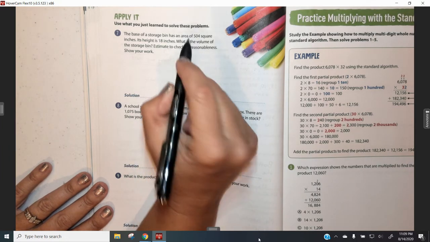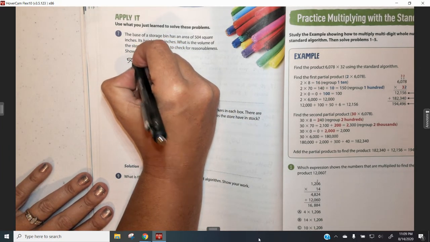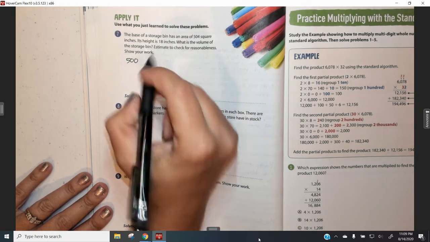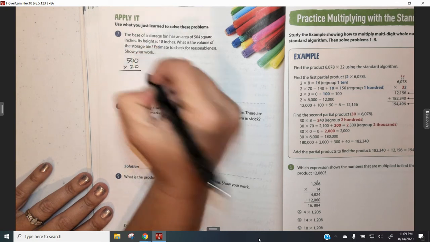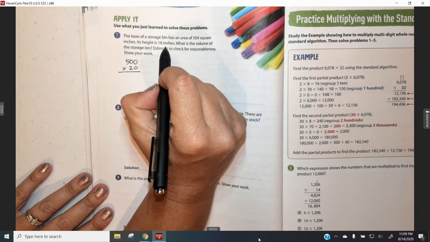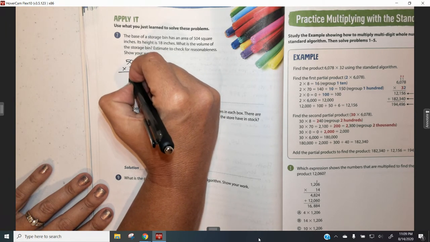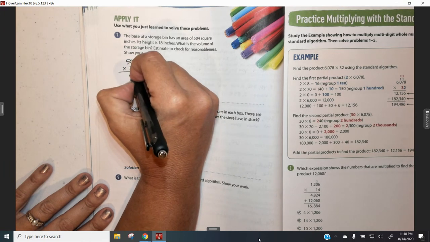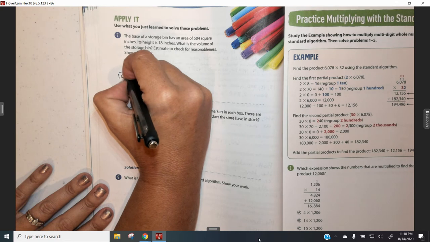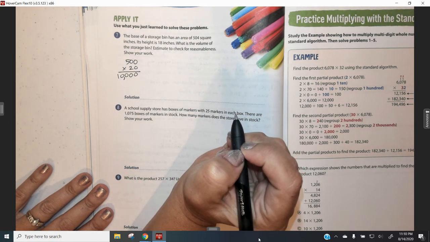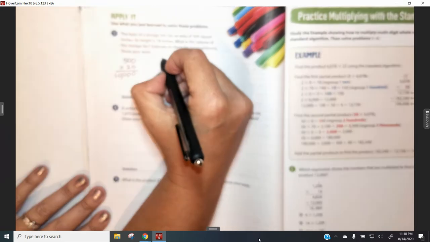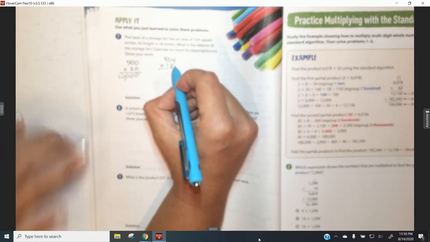So 504 is close to 500, so we're going to make that 500. 18 is really close to 20, so we're going to make that 20. So we're going to estimate what 500 times 20 is. So that is going to be 20 times 0 is 0, 20 times 0 is 0, 20 times 5 is 100. So we're going to be looking for an answer that's around 10,000. So let's check and see if we're right. So 504 times 18. So first, we're going to do the ones digit.